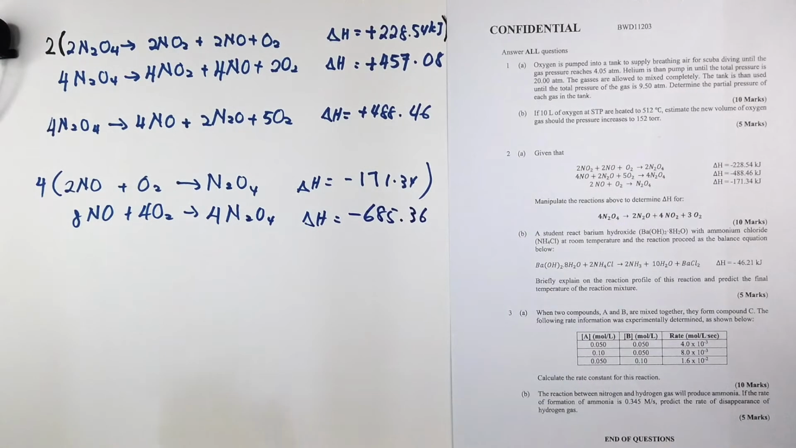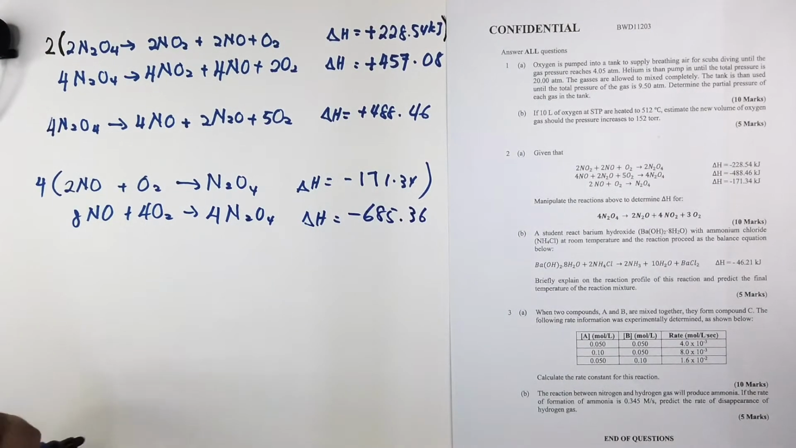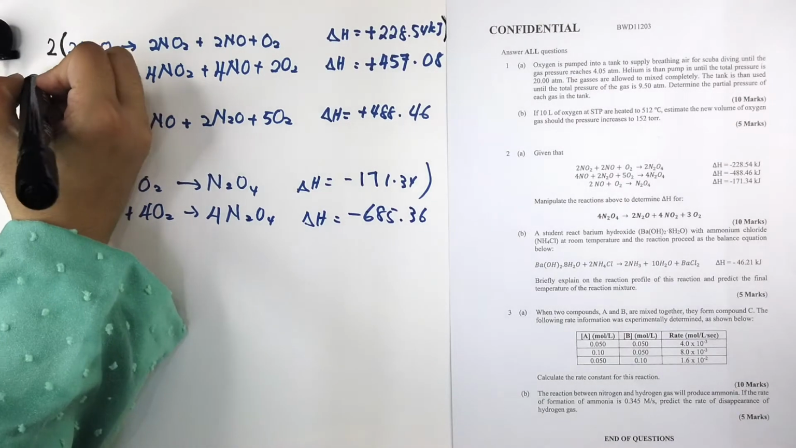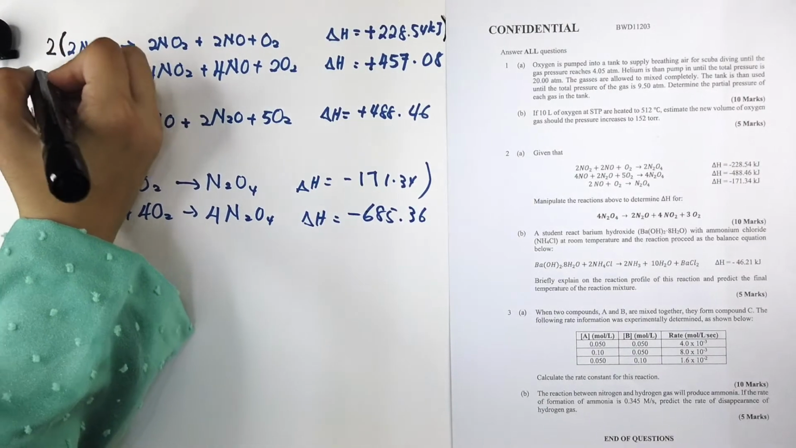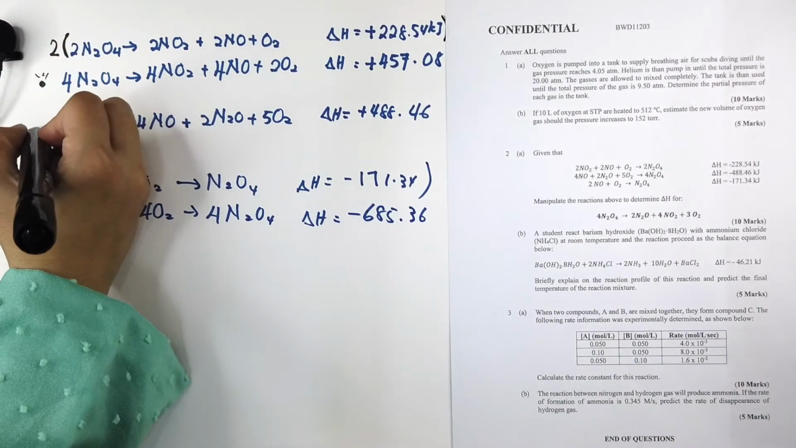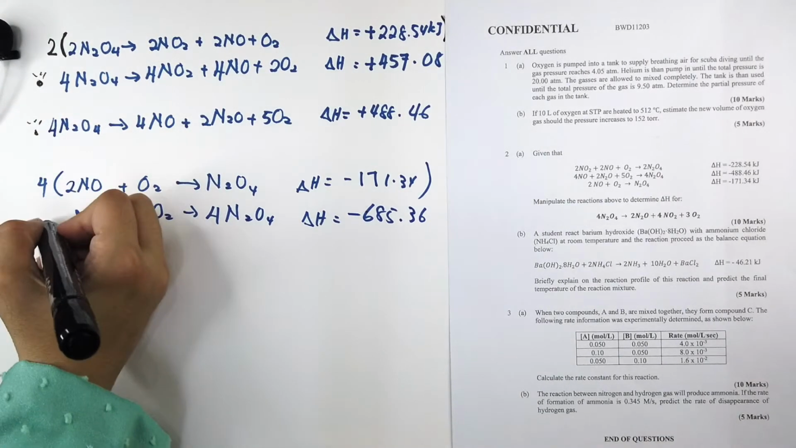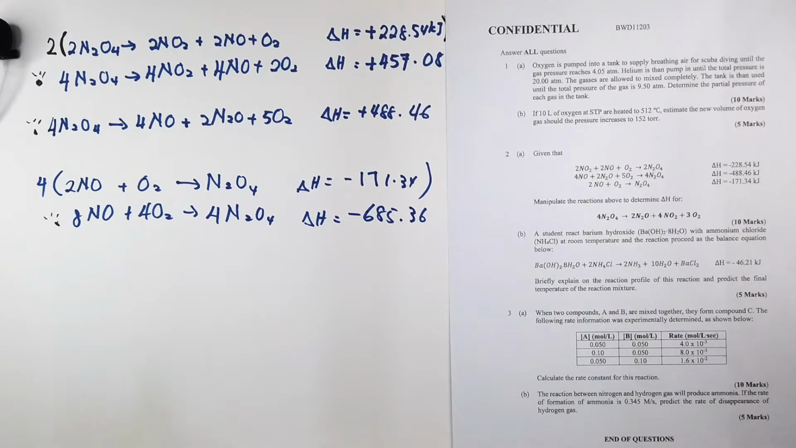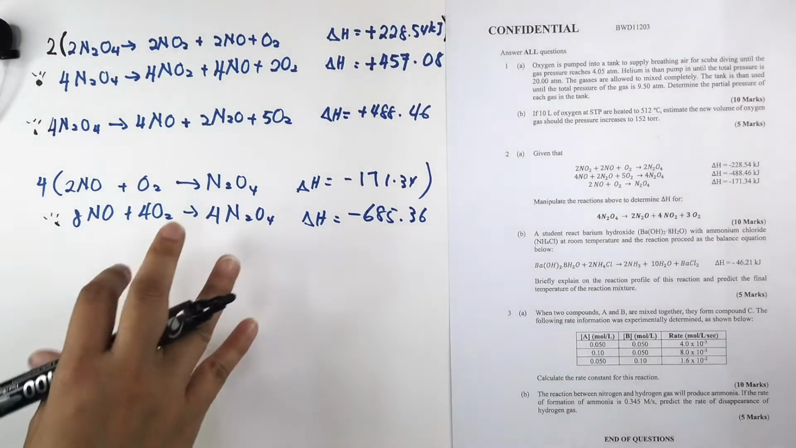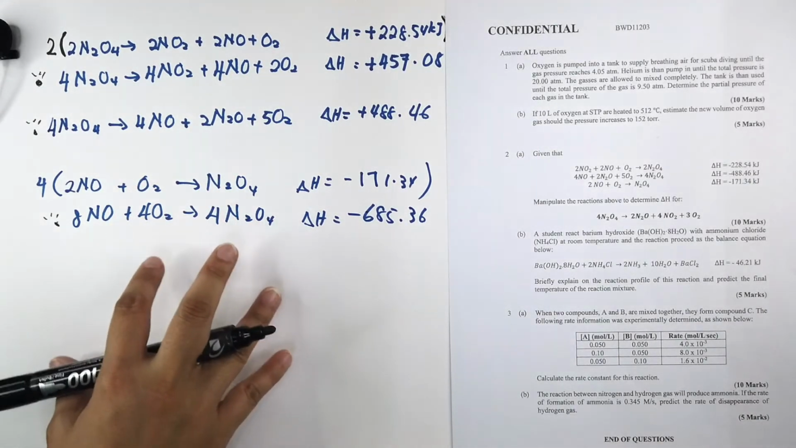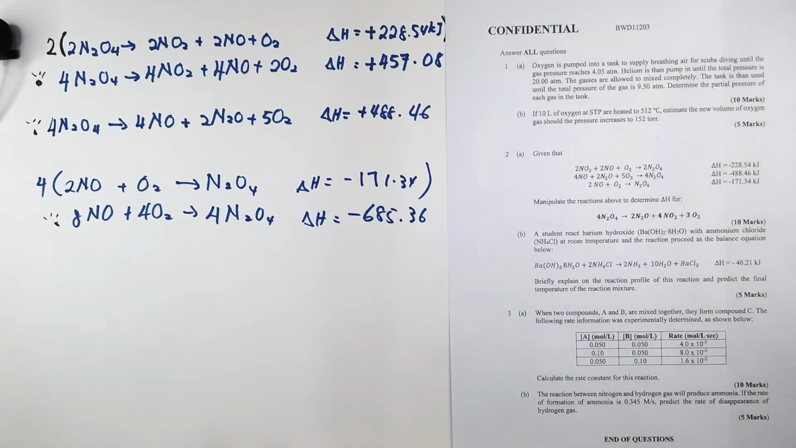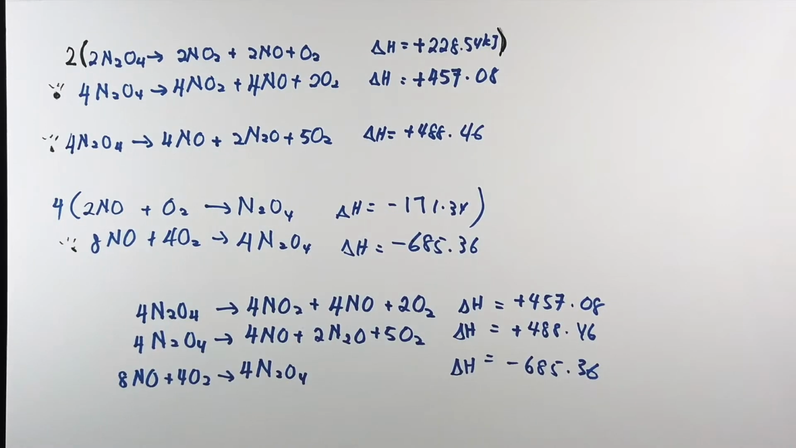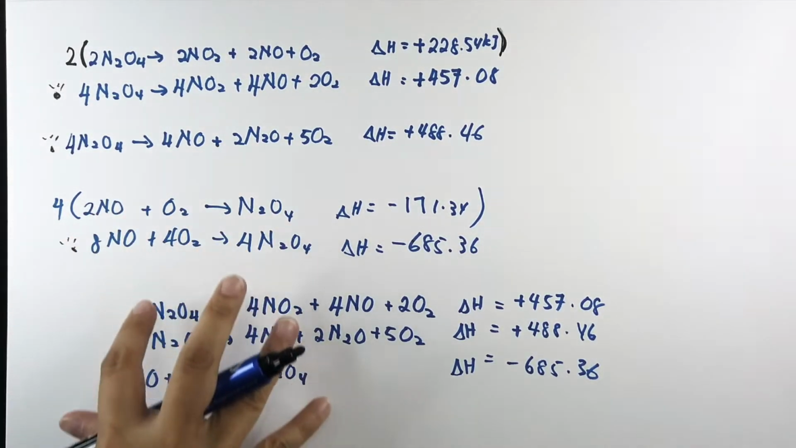Therefore, your delta H is equivalent to negative 85.36 kilojoule. Right. So what you need to do is copy back all these three equations that you have already adjusted. So 1, 2, 3. You need to copy it again, and then we will continue on looking at whether or not it matches the target equation. Alright, so I've already copied all these three equations.